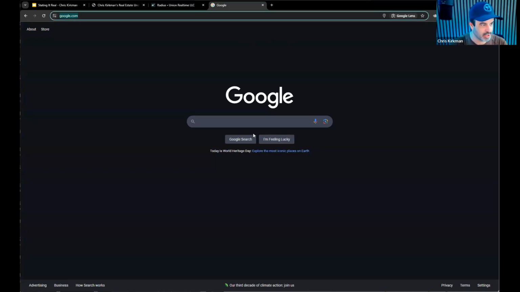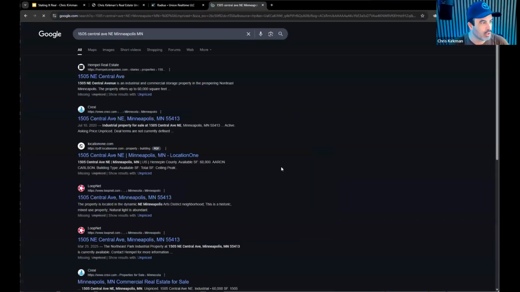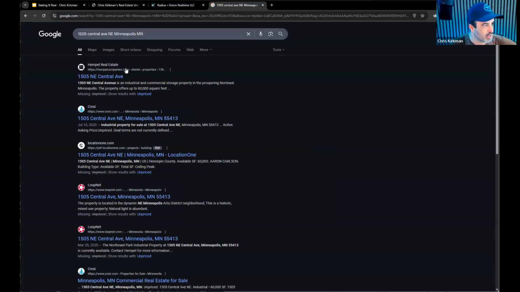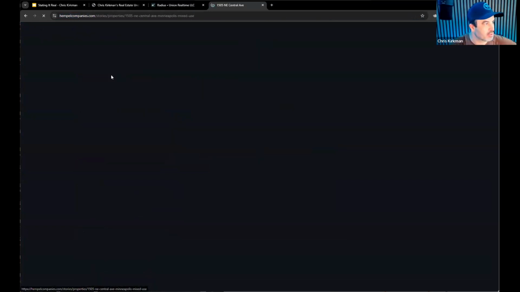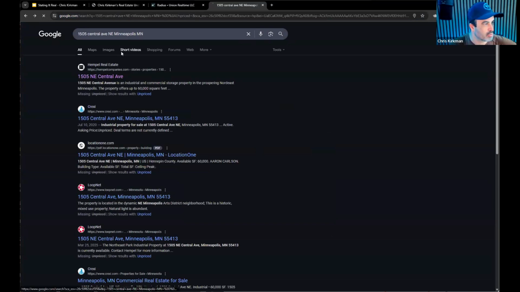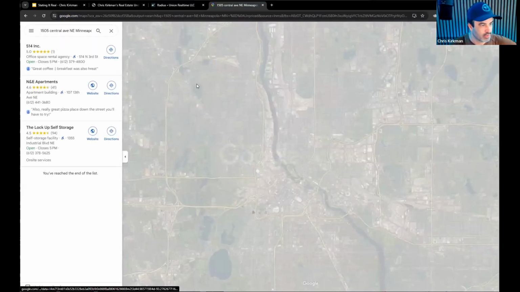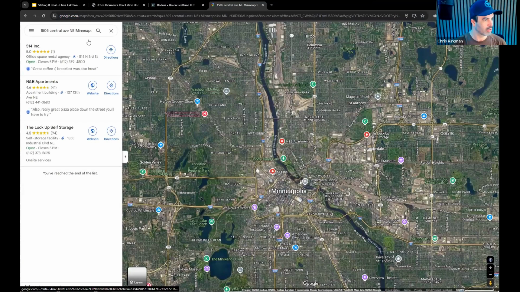And guys, this does not have to be self-storage. We'll make sure the address is right. Okay, looks like we got that. All right, I'll go to maps. For that, we're going to zoom in here.